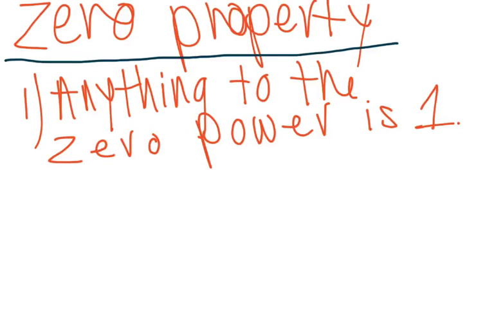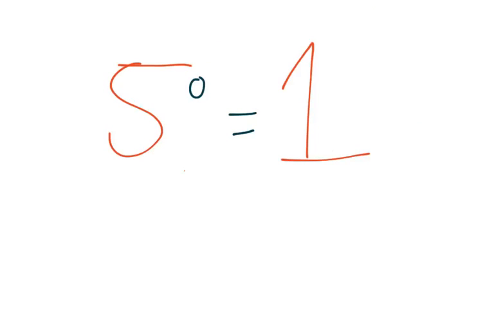For the zero property rule, anything to the 0 power is 1. For this example, we're going to be using 5 to the 0 power, and all you're going to be doing here is dividing the base by itself. So you'll be getting 1.